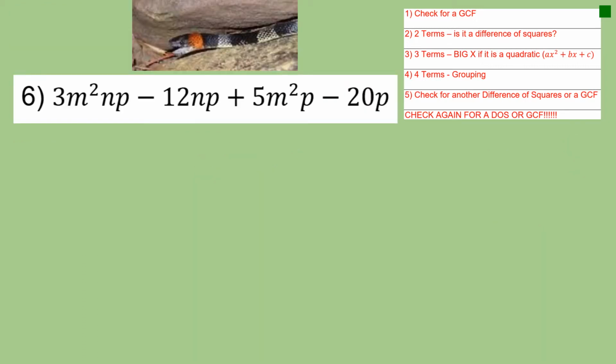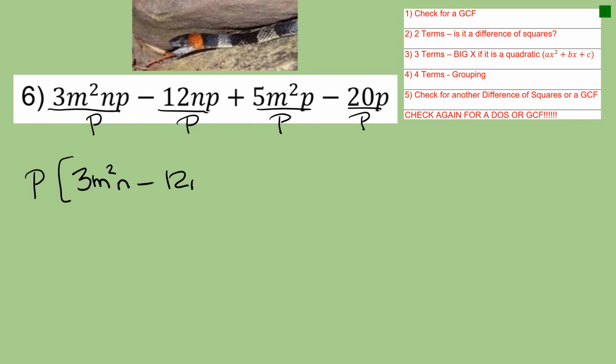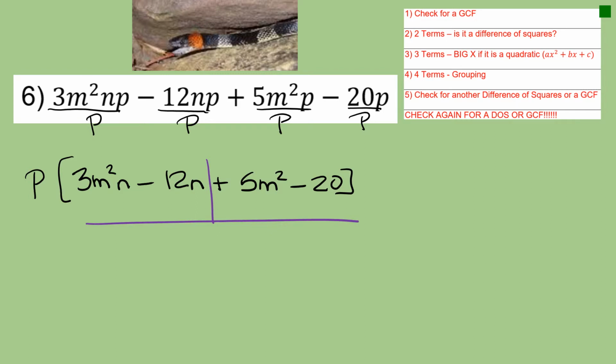Okay, 1, 2, 3, 4 terms, and again, I have lots of variables in each term, so I'm going to look for a GCF. They all have a P, and that is it. So if I pull out a P, I have 3m squared n minus 12n plus 5m squared minus 20. There are 4 terms, so I'm going to try grouping.